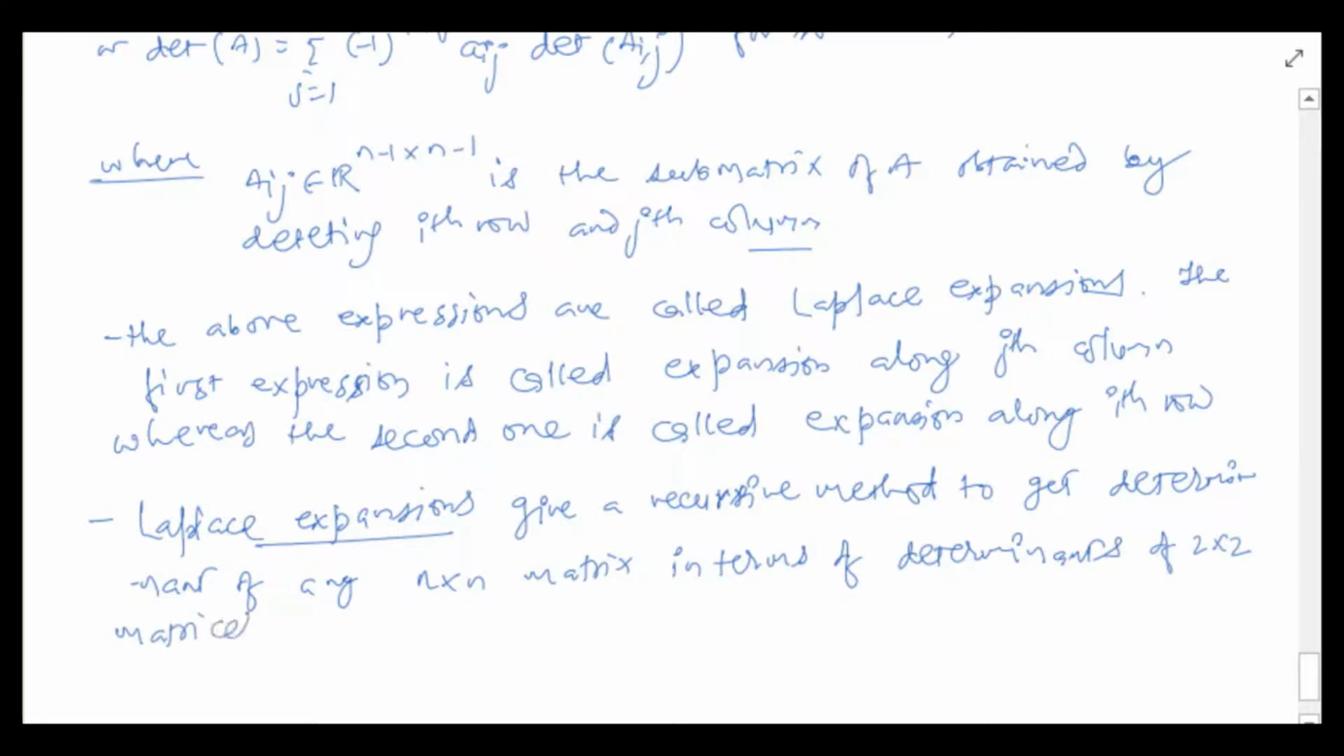So how is it achieved? You express the determinant of an n by n matrix in terms of determinants of its n minus 1 cross n minus 1 submatrices, which in turn could be expressed as determinants of certain n minus 2 cross n minus 2 matrices, and so on. If we continue, ultimately everything will reduce to determinants of 2 by 2 matrices as defined above.